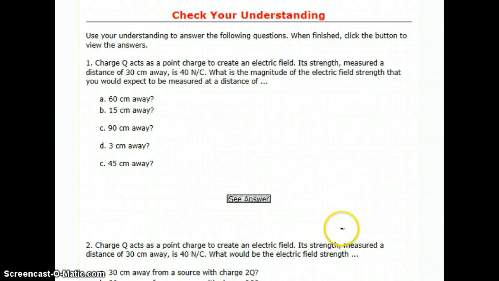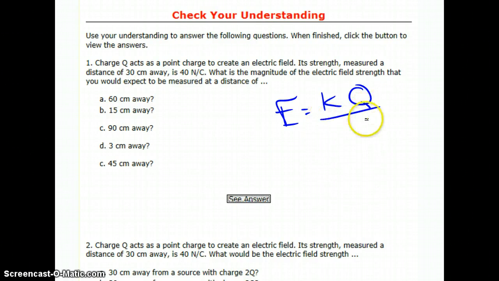Okay, this screencast will cover some of the checking of your understanding from physicsclassroom.com based on electric field intensity and the electric field patterns. And the first one is using the idea that the electric field is based on K, which is a constant, doesn't change, Q, which is the amount of charge that creates the field, so it's the source charge, and then the distance squared that you are from the center of that source charge Q.